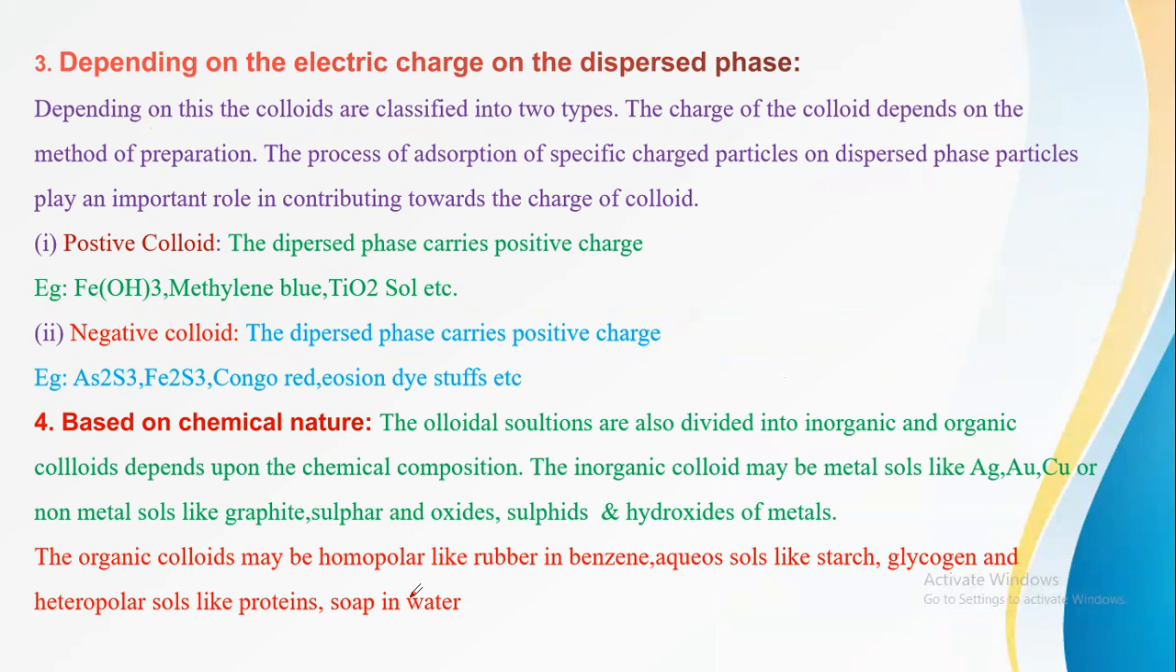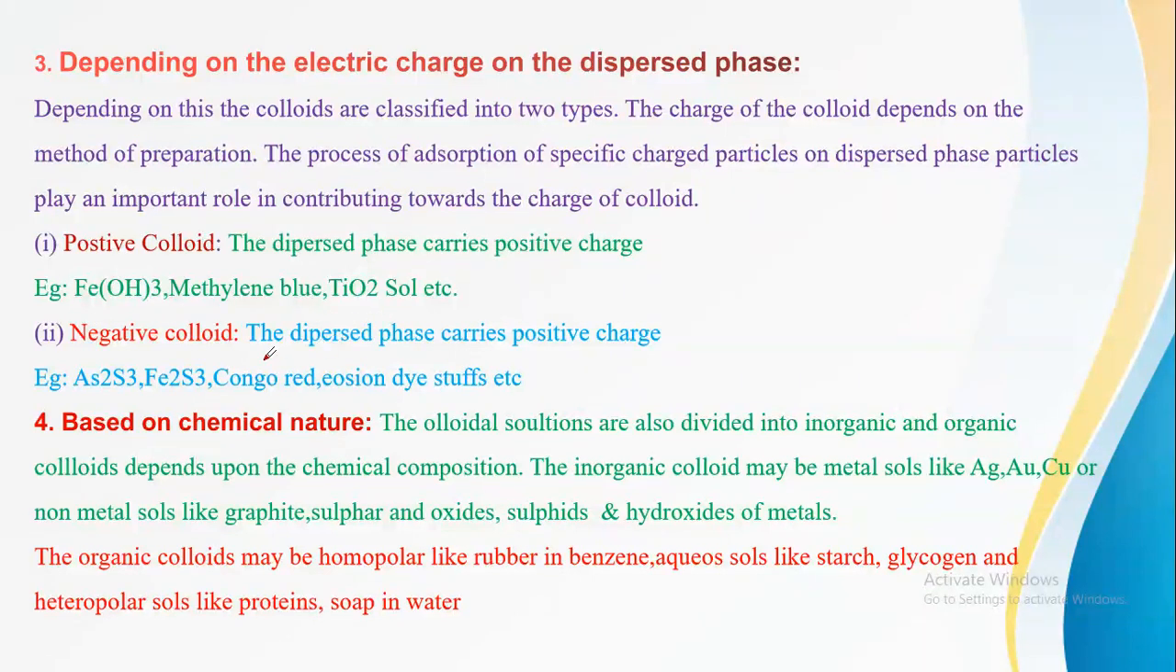The third factor depends on the electric charge on the dispersed phase. Depending on the charge of the colloidal solution, these are classified into two types again: positive colloid and negative colloid. The process of adsorption of specific charged particles on the dispersed phase particles plays an important role in contributing towards the charge of the colloids. So the first type is positive colloid. Here the dispersed phase carries a positive charge, and the examples are ferric hydroxide, methylene blue, titanium oxide sol, etc.